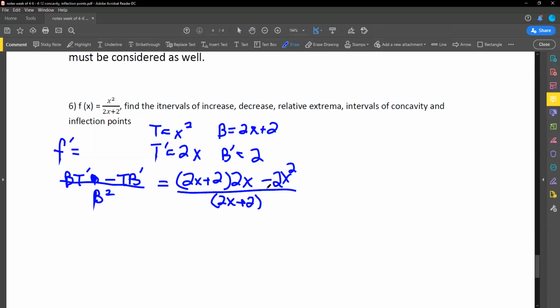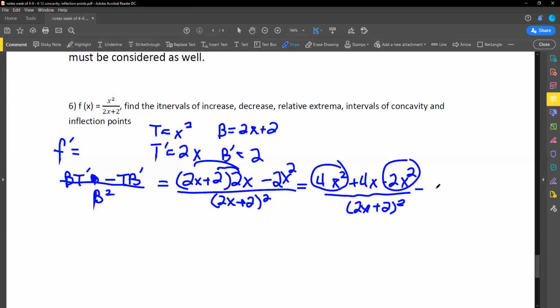All right, so if I'm going to simplify this to make life easy on myself, I'm going to distribute this through. So I get 4x squared plus 4x minus 2x squared. And on the bottom, we're not going to touch the bottom. We're going to leave it alone. So I can simplify the top. This minus that would be 2x squared plus 4x.